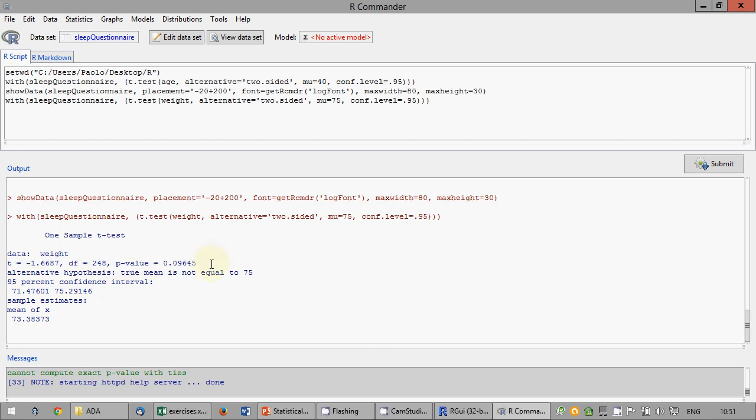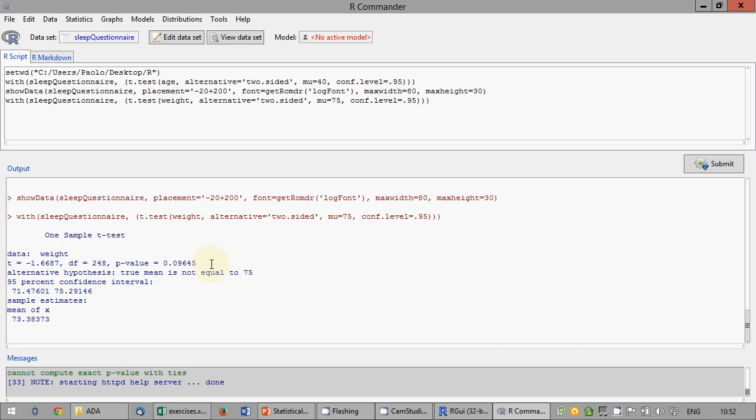It's above 5%, so we accept. This means that the average weight of the population is 75? No, no, absolutely no. This means that the average weight of the population could be 75. We have no data to deny it. Okay. So we accept, thus we have no data to deny the hypothesis that the average weight of the population is 75. Okay, so you have understood, it's pretty easy.